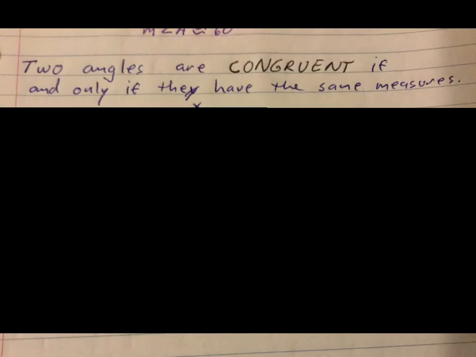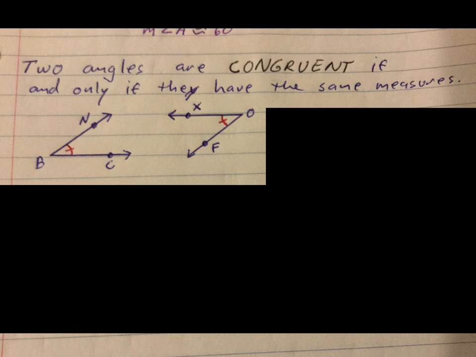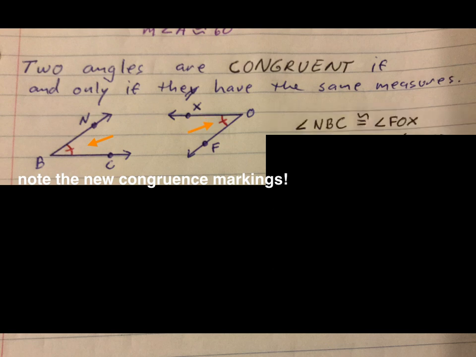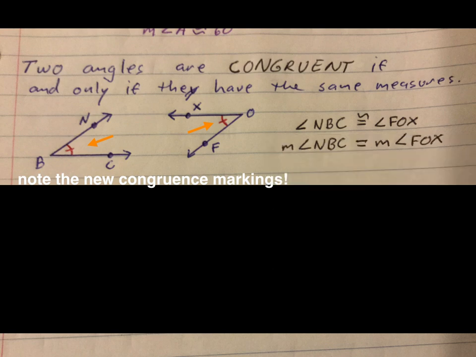Some more definitions. We talk about congruency with angles. Two angles are congruent when they have the same measures. And you'll notice the congruence markings. That shows me that those two angles are indeed congruent. We can say angle NBC is congruent to angle FOX. Or we could say the measure of angle NBC is equal to the measure of FOX.